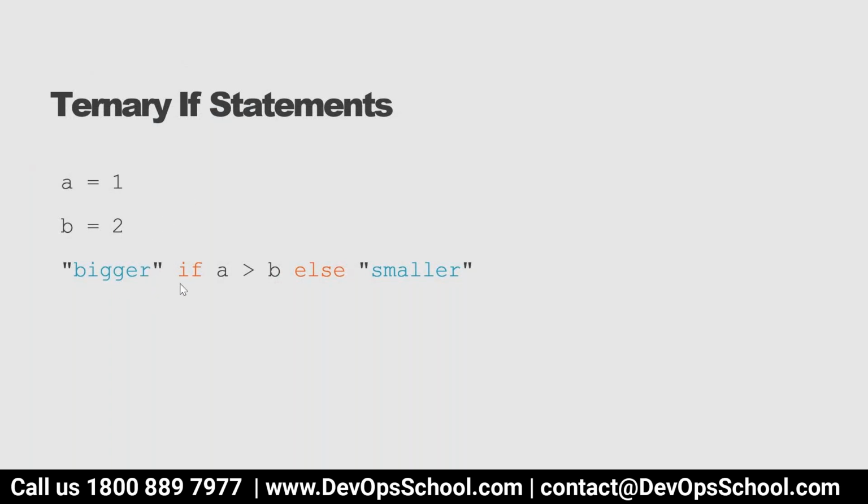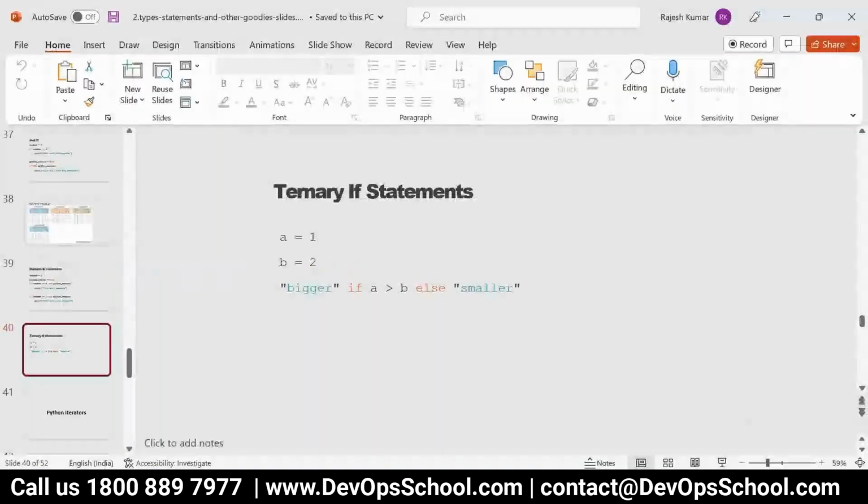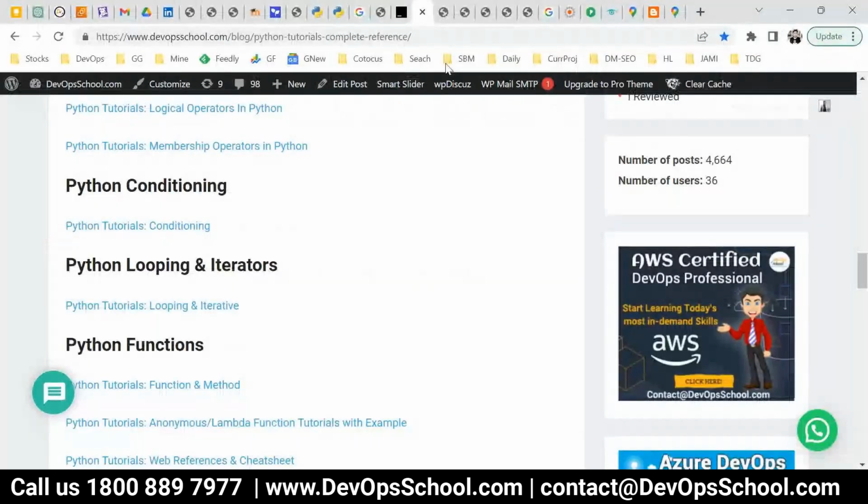Here, if A is greater than B, set bigger, else smaller. This is a ternary operator actually. So this is the way you can do that. So let me run some commands, so it will be easy for you to do that.